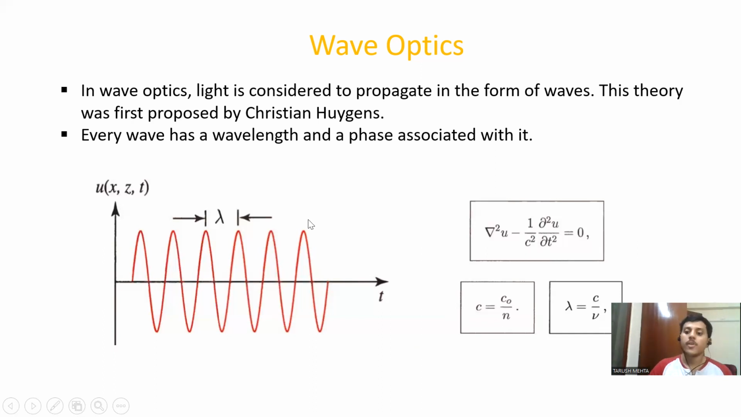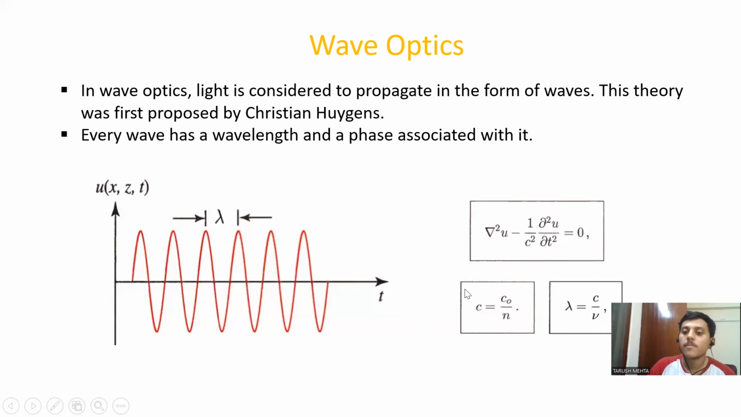Now, in order to find different solutions or different possible ways in which the light can propagate, we make use of the Helmholtz equation, which is also called the wave equation. This is basically a partial differential equation where u is the solution of that, and u represents the scalar wave. So Laplacian squared u minus 1 by c squared del squared u by del t squared is equal to 0. And c is the speed of light.